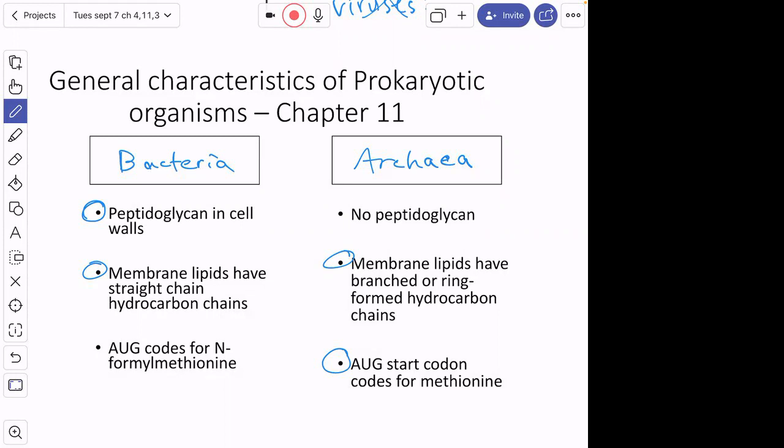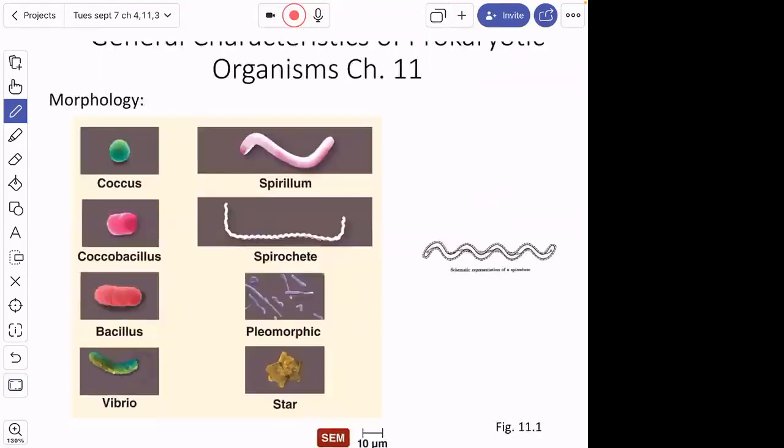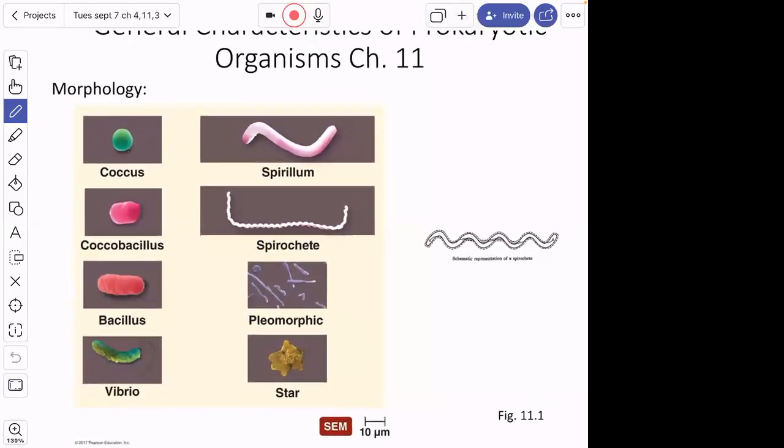We'll get more into that later, but bacteria always start out their proteins with the amino acid formylmethionine. So I don't know, just a smattering of a few characteristics that are different between those. Okay, but mostly we're going to focus on bacteria and their characteristics.